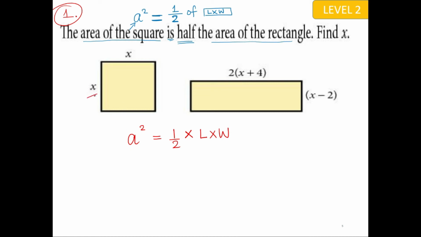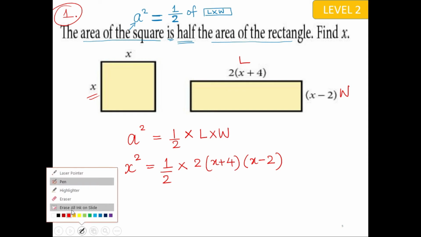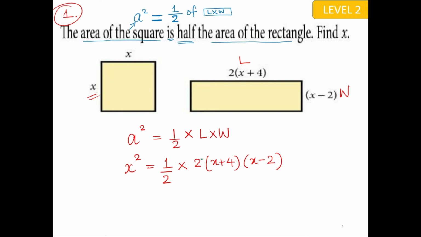Now here a squared, so the side of the square is x. I'll write x squared is equal to 1/2 times, so this is the length and this is the width. I have 2 multiplied by x plus 4 times x minus 2. My equation is framed. I have done the necessary substitutions, and now let me go with the simplification.